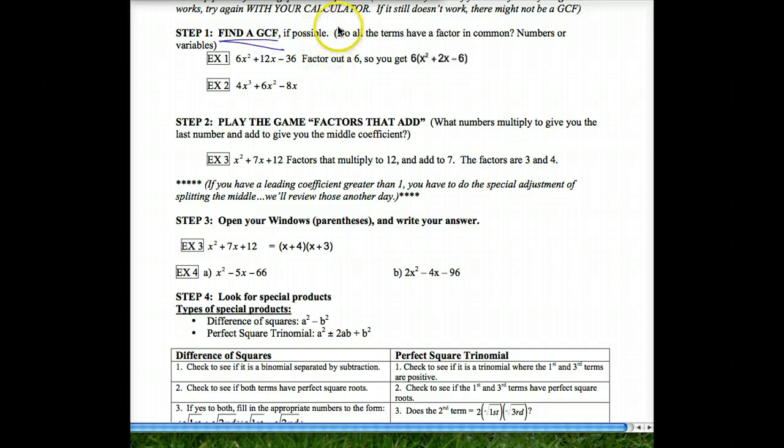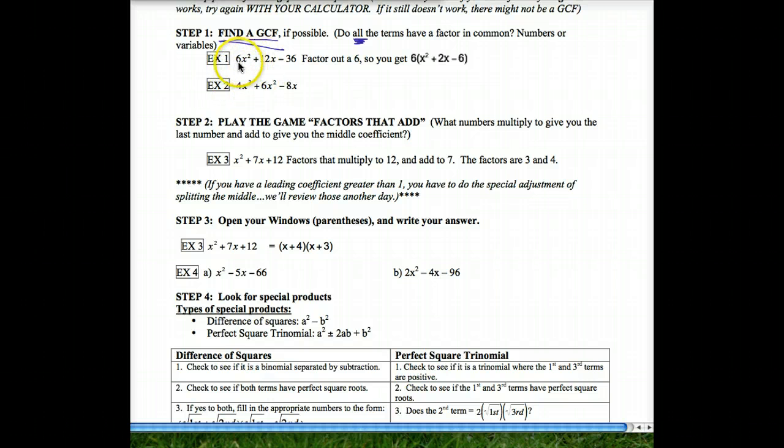So the way that you do that, in the parentheses, we've got questions that you should be asking yourself. To find a GCF, you should ask yourself, do all of the terms, not just two of the terms, do all of the terms have a factor in common? It could be a number. It also could be a variable. So you need to look at all three and see if there's any factors that they have in common.